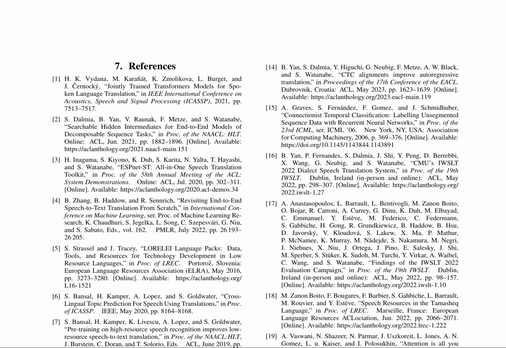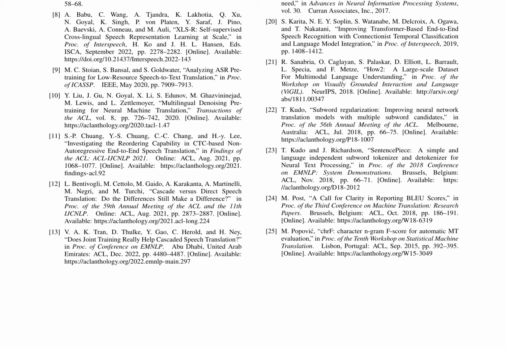2022. The paper further explores the concept of connectionist temporal classification (CTC) and its application in non-autoregressive translation, as demonstrated by Yan et al., 2023. The authors also cite studies that have investigated the reordering capability in CTC-based non-autoregressive end-to-end speech translation, such as Chuang et al., 2021. The review also touches upon the topic of cascade versus direct speech translation, with studies such as Bentivogli et al., 2021, and Tran et al., 2022, highlighting the differences between the two approaches.